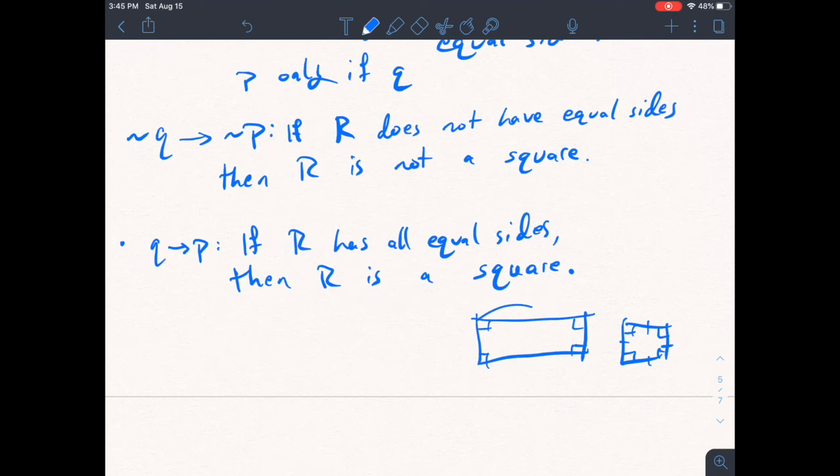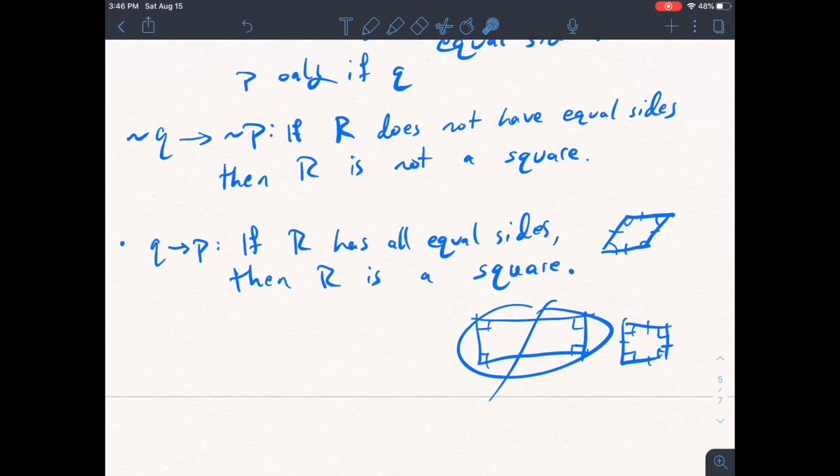However, if I did not know that R was a rectangle to begin with in our context, then R could be anything. So it could be a rhombus in this case. In a rhombus, you can have all equal side lengths, but the angles are not 90 degrees, and so it would not be a square. So a rhombus has all equal sides, but it is not a square.